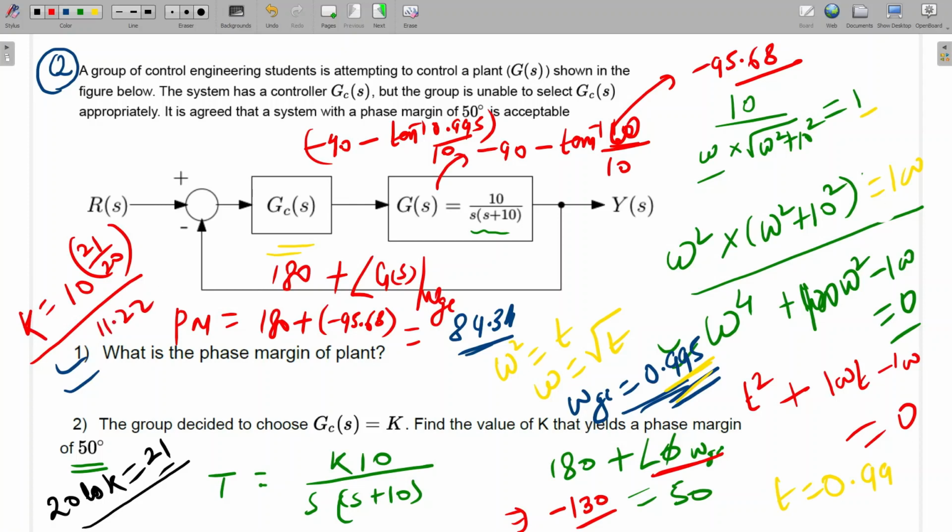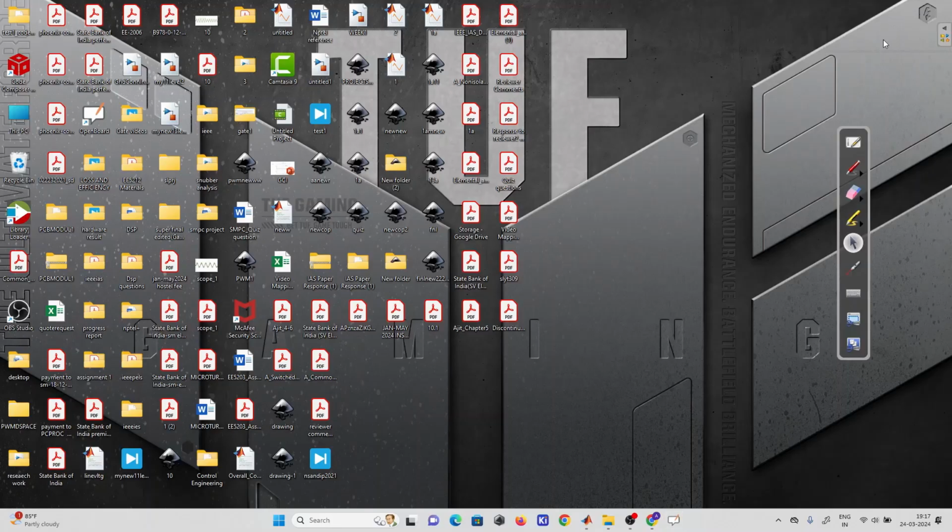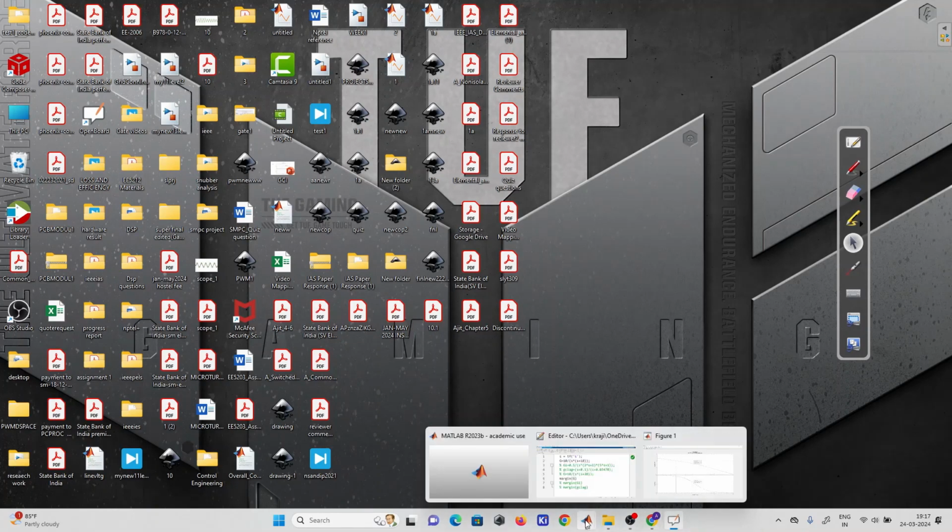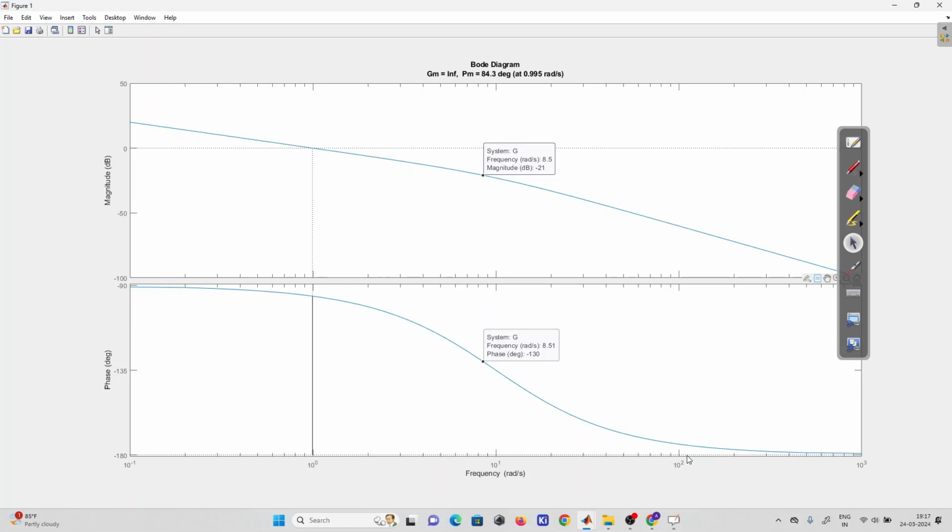One second, I will also check whether it is correct or not. Okay, we are getting almost 10.9, so maybe there is some minor calculation difference. I think one thing we have missed: we have not seen the exact value in the Bode diagram. We have seen only about 8.5 here. So we'll solve it by the basic method also.